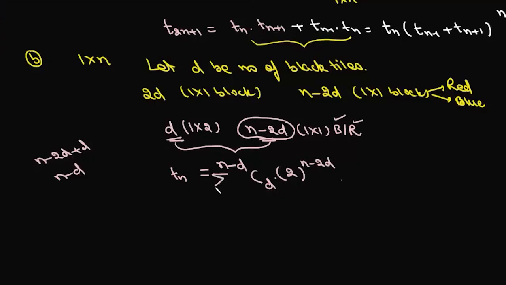So this Tn will be all the possibilities across all the possible values of D. So this Tn is the summation over D greater than or equal to 0 of (n minus D) choose D times 2 to the power n minus 2D, which is what we need to prove in this question.